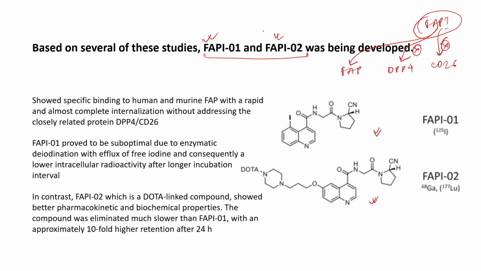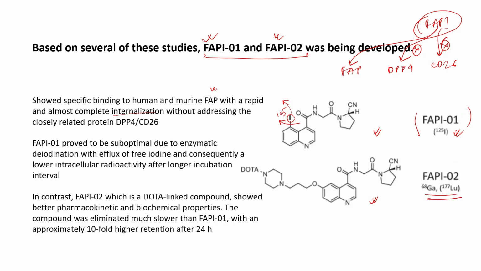They showed high specific binding to human and murine FAP, with good and rapid complete internalization. Right, and FAPI1 was not that optimal. It was suboptimal because of enzymatic deiodination. We can see the iodine, iodine 125, over here, and once it's inside the cell, enzymes act on this FAPI1 small molecule inhibitor and lead to deiodination of the iodine. If the iodine is deiodinated, obviously we cannot get the signal from the given lesion.